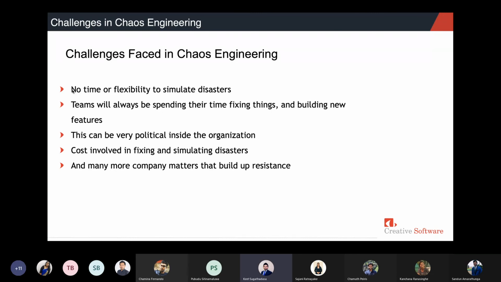If we try to induce chaos engineering experiments into a certain subset of users, those users might not like it, and it might be costly as well. We might have to allocate a different data center for recovery. We might have to allocate separate engineers and pay them extra to work extra hours to run this experiment, things like that. And there are many more company matters that build up the resistance in organizations when it comes to running chaos engineering experiments. This comes to the end of our presentation.